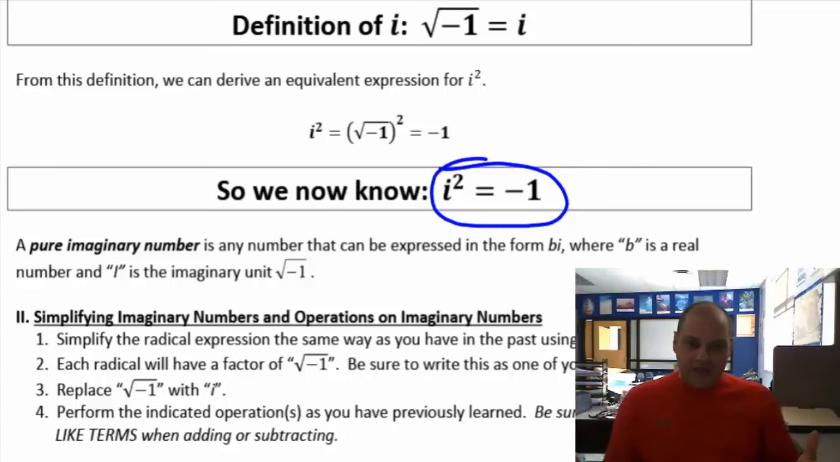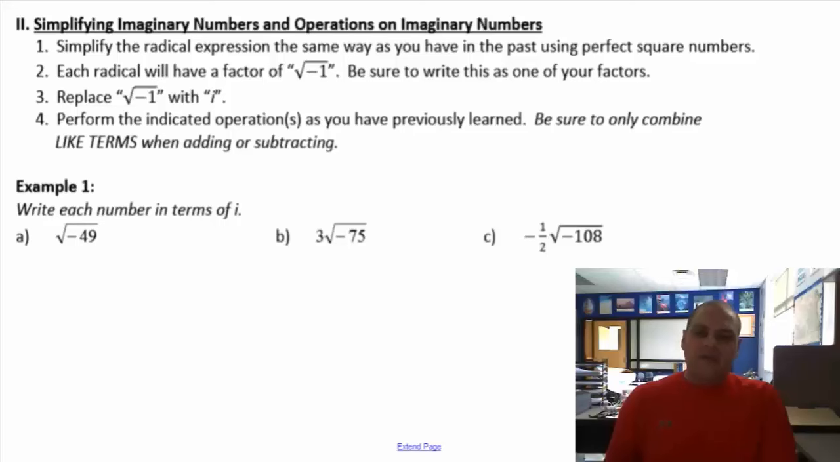So, to recap, i is the square root of negative 1, but when you get i squared in a problem, you're going to replace it with just plain old negative 1. So here's a procedure for simplifying radicals with imaginary numbers. We're going to be getting these square roots of negatives and simplifying them.